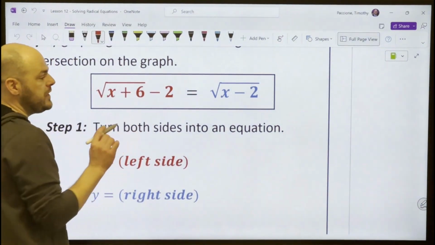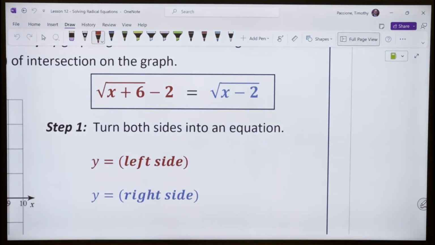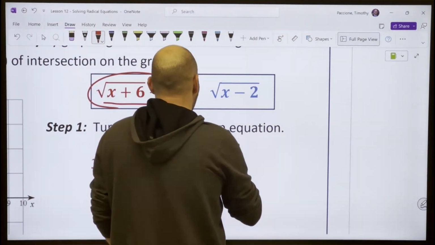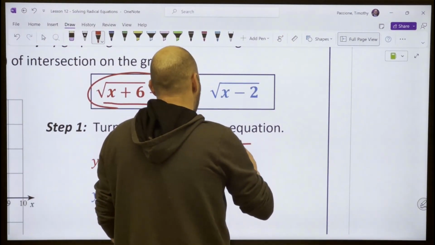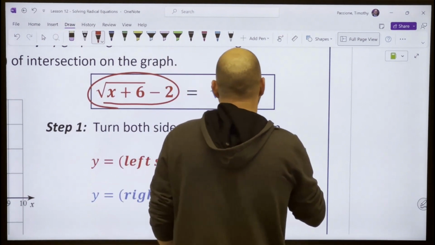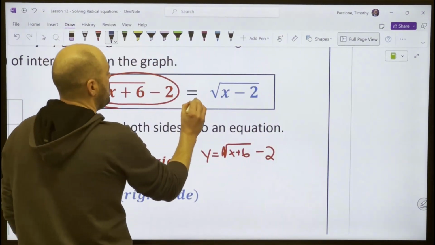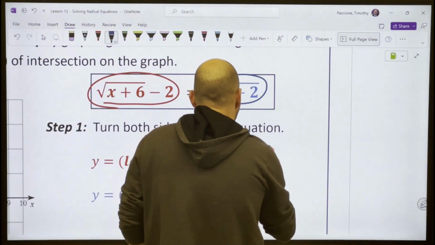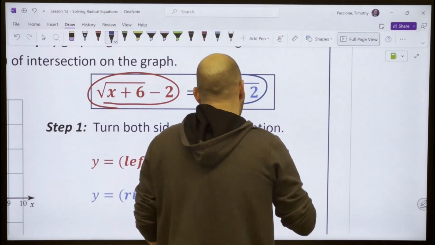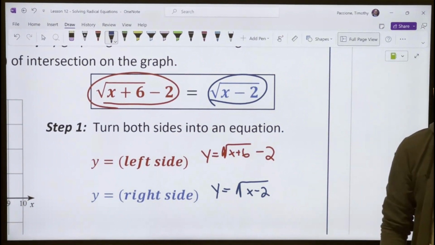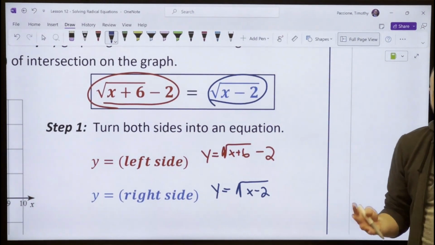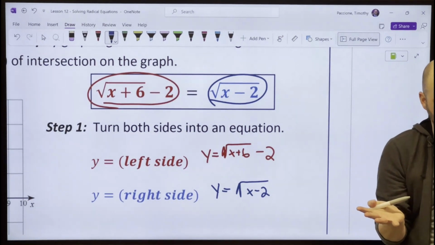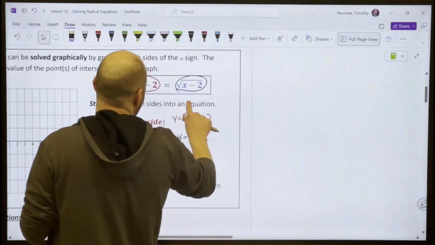So what you do, and this is your strategy, if you want to do this by graphing, is you take this part and you make it a y equals. You say y equals square root of x plus 6 minus 2. And then you take this part and you make it another one. You say y equals square root of x minus 2. And you graph each of those. After you graph each of those, you'll see where they cross, and it'll reveal the value to you. Okay? So that was your warm-up.